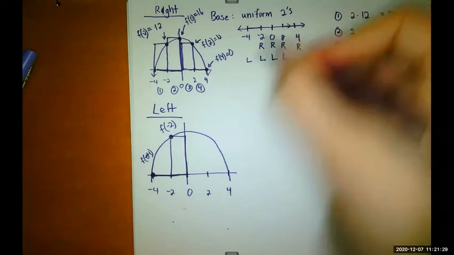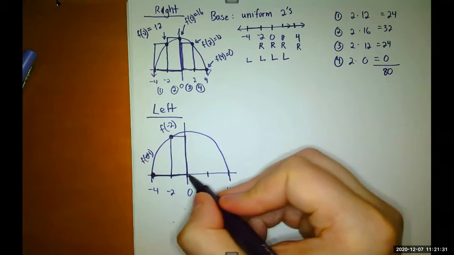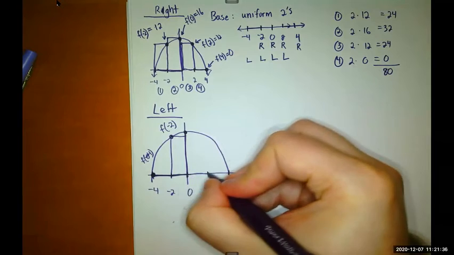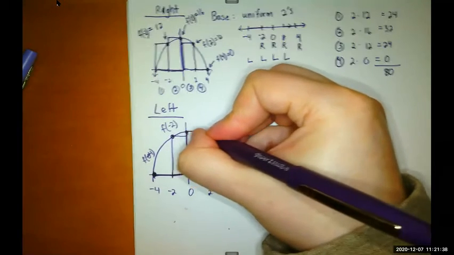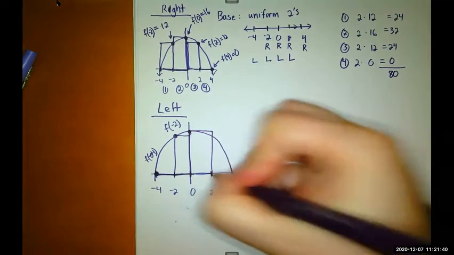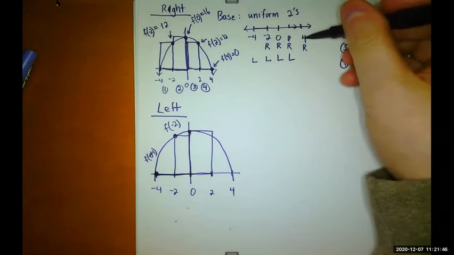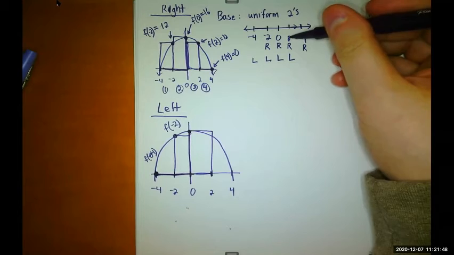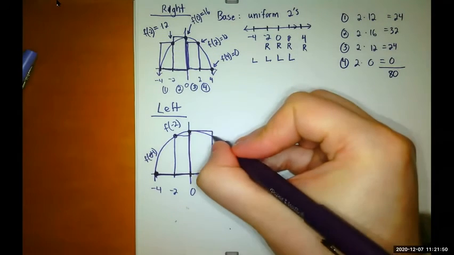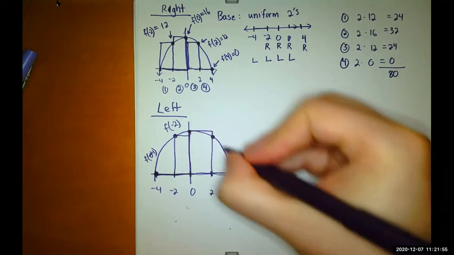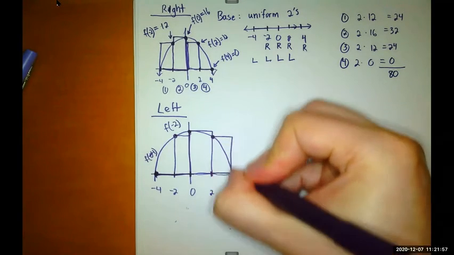Third rectangle, 0 to 2. Left height is 0. So that's this height right here. So there's my base. My height's right there. This should be perfectly symmetric, but you know I'm deficient in that category. And then the last one, 2 to 4, we're going to go height at 2. So base is from 2 to 4. Looks like that.